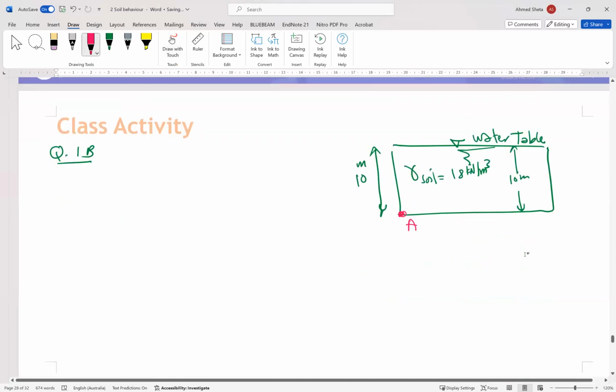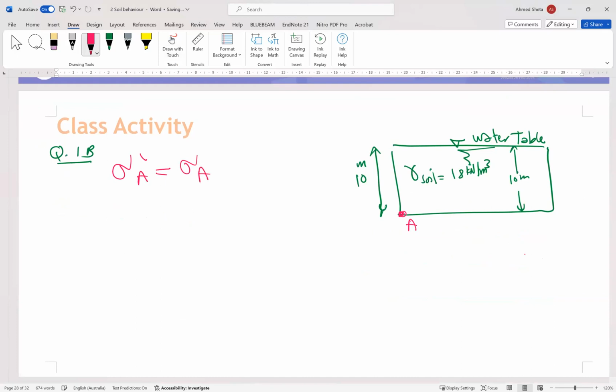Okay. So again, sigma dash at A will be equal to sigma A total stress minus U A. For sigma A, does it change or stay the same value? Because the soil layer is still the same, the soil stress is still the same. So sigma A is equal to 18 kilonewton per cubic meter times 10 meters, so equal to 180 kilonewton per square meter.